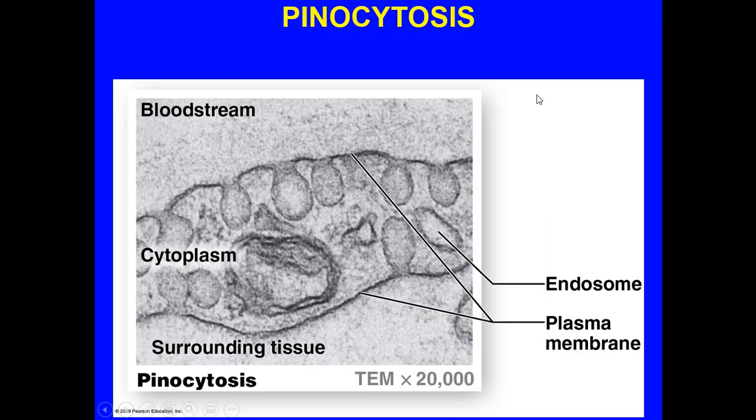Now, does this occur? Do we actually see this? Yep, you can. Here's an example of pinocytosis. Here's the bloodstream up here. This is a transmission electron micrograph at 20,000 X. Here is the cytoplasm. Here is the plasma membrane, outside, inside, the surrounding tissue. This is, if I'm not mistaken, an endothelial cell. What's happening is some of the fluid is being taken inward by endocytosis. See these bags here? They will be transported across and then released to the other side, to the surrounding tissue.